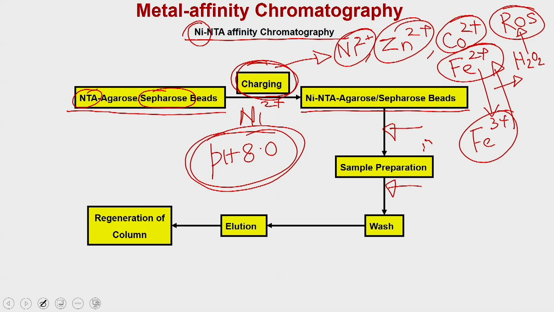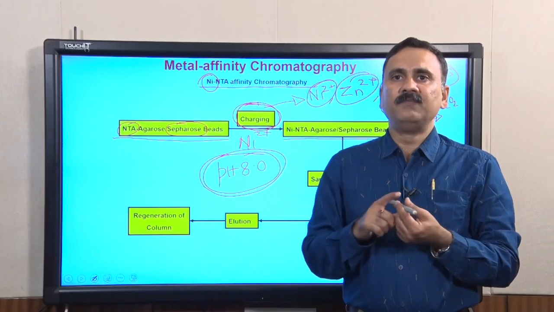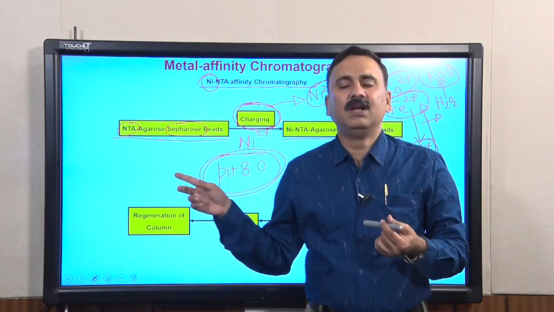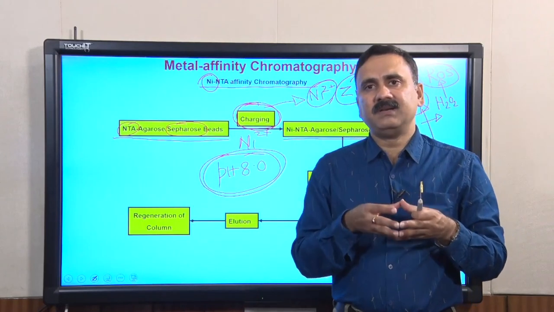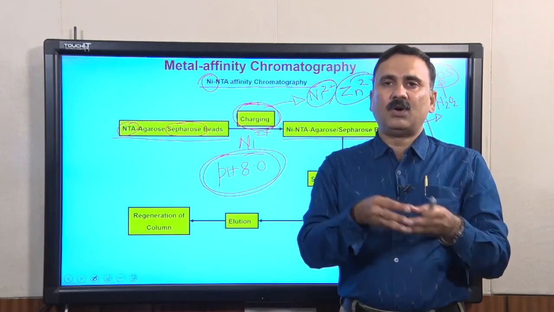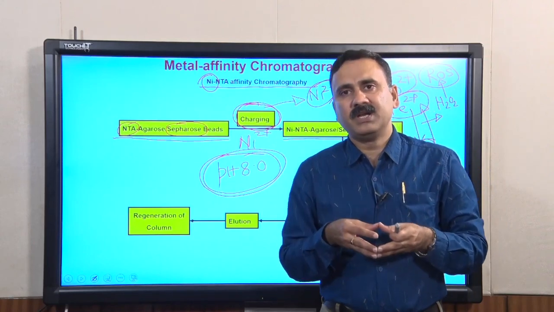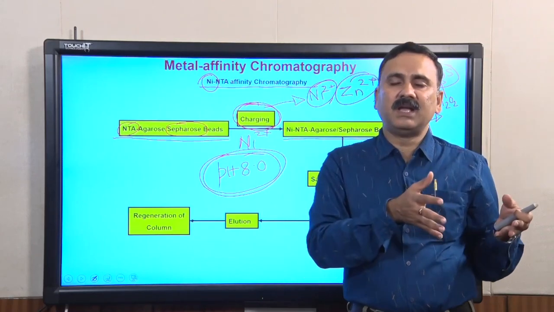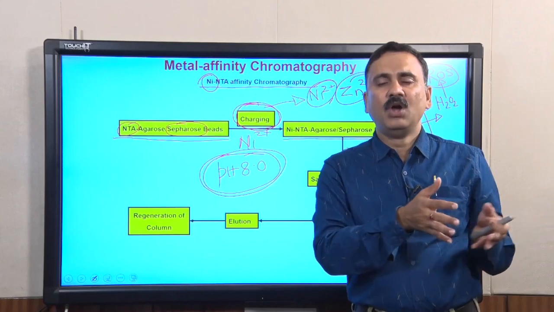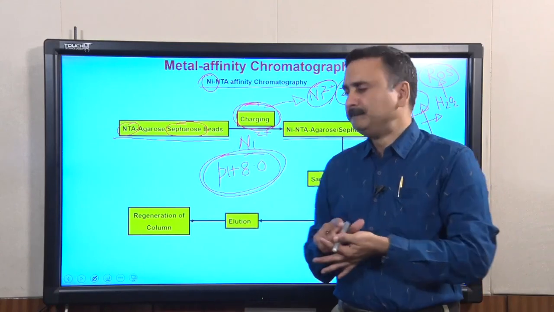The sample will bind to the beads, the protein which contains the histidine tag. So just like the GST tag, you are going to have the histidine tag present on the protein simply by recombinant DNA technology. Either the histidine tag will be present on the N terminus or on the C terminus.